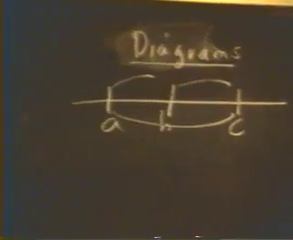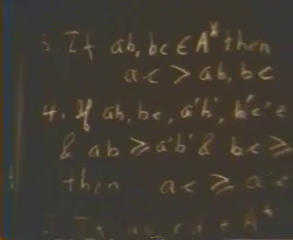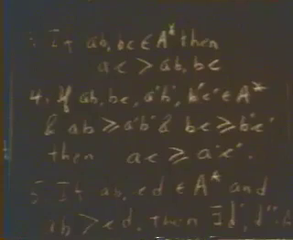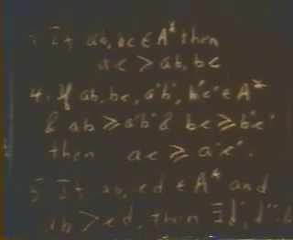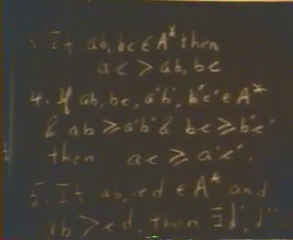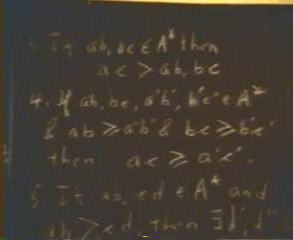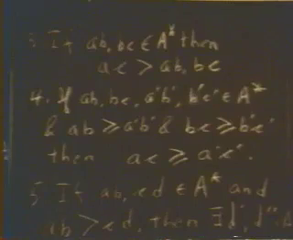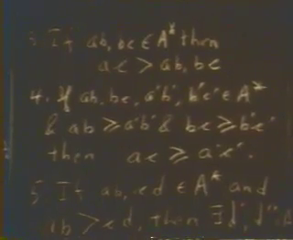Axiom 4 is a very natural additivity axiom in the same spirit. What this axiom says, if we have within A starred A, B, and C, and so we have AB and BC, and we also have the intervals A prime, B prime, and C prime.